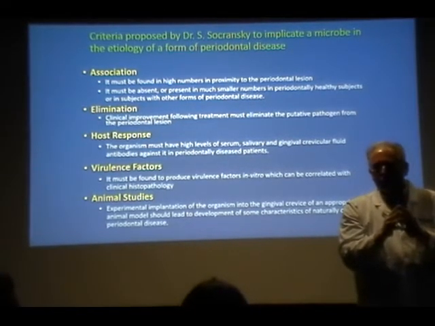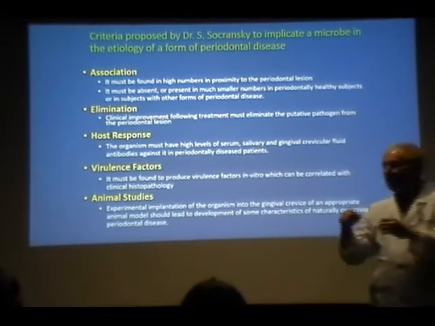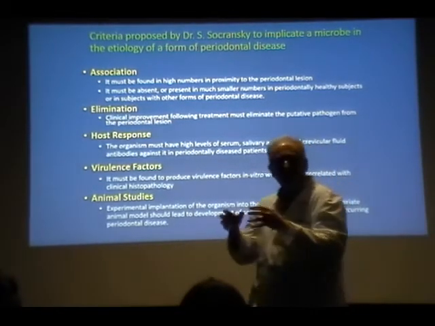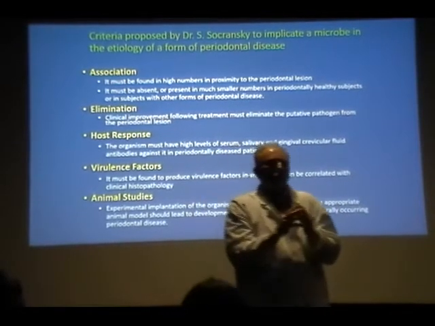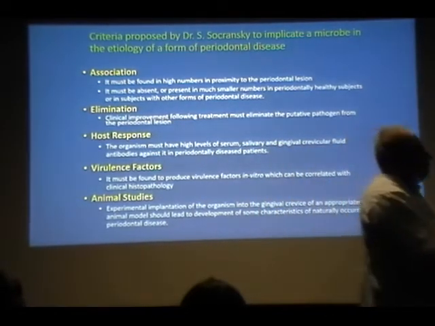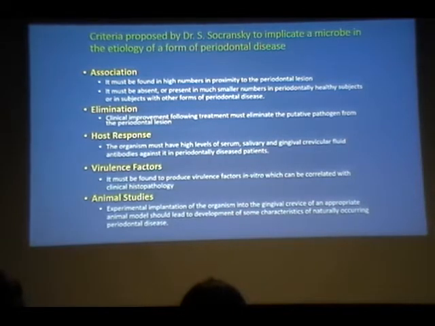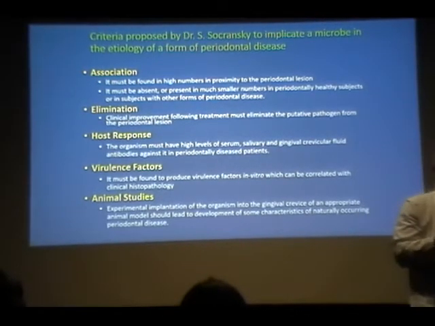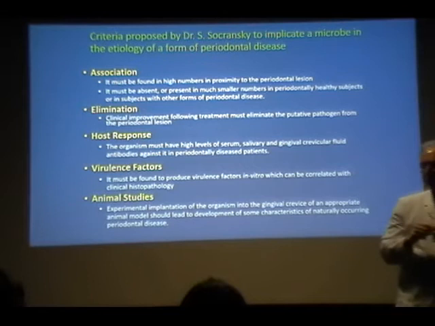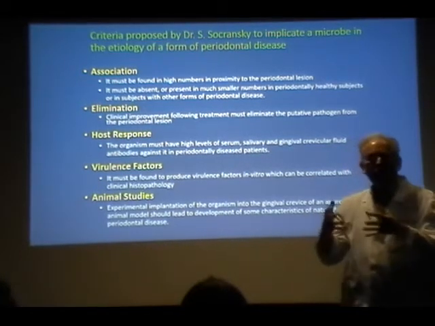All right? So they tried to put these bugs into healthy sulci in the monkeys. They couldn't get the disease to take shape. They could only get the disease to form and to worsen if they first created gingivitis. So these ligatures were put around the teeth in order to generate localized gingivitis.